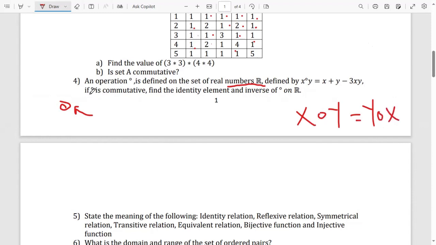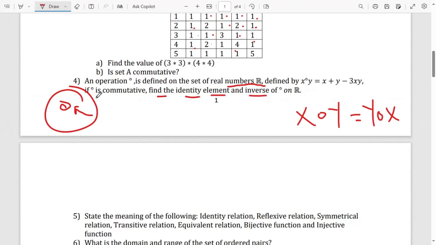So they are giving us that here. They are not telling us to prove. They are giving us that this operation is commutative. If you want, you can prove it, and you will find that it is commutative. Then they are saying find the identity element and the inverse of this symbol.